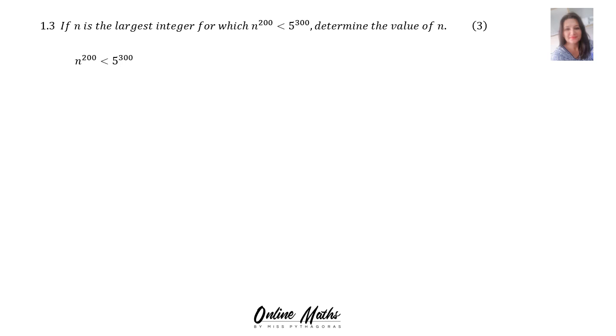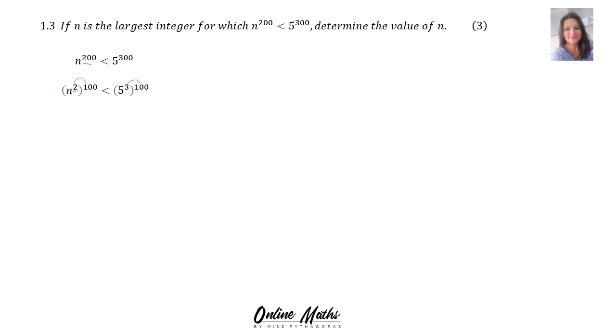1.3, if n is the largest integer for which n to the power 200 is smaller than 5 to the power 300, determine the value of n. Right, so what I did here, I factorized, I took out 2, and then I'm left with n squared, bracket, to the power 100, because 2 times 100 is 200. And on this one, I took out 3, and then 3 times 100 is 300.